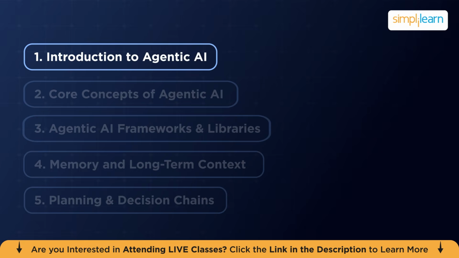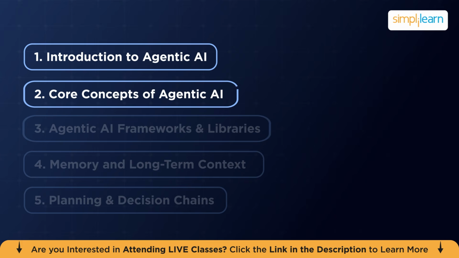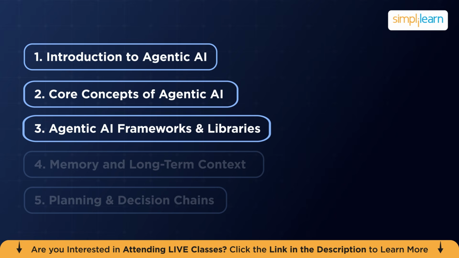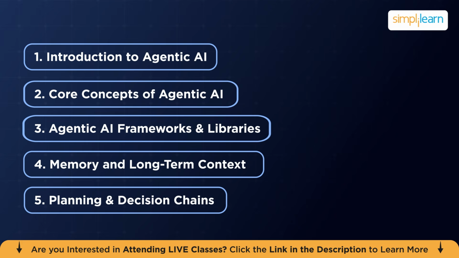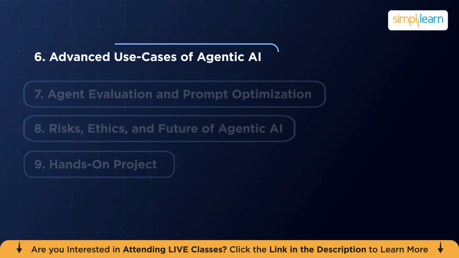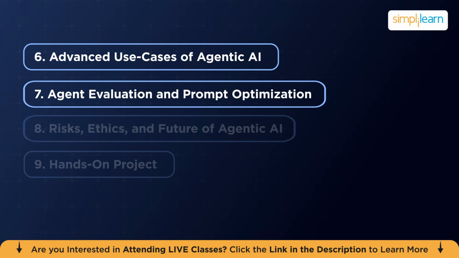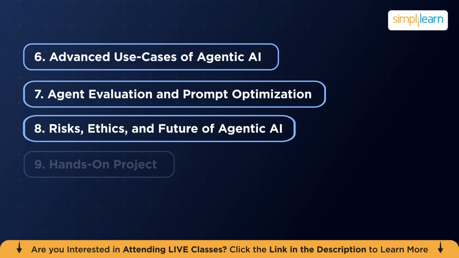First, we will have an introduction to Agentic AI. Then we will dive into core concepts of Agentic AI. Then we will have Agentic AI frameworks and libraries. Then we will dive into memory and long-term context. After that, we will enter into planning and decision chains. Later, we will understand advanced use cases of Agentic AI. Then we have agent evaluation and prompt optimization. Later, we have risks, ethics, and future of Agentic AI. And then comes the last part where we will have a hands-on project on Agentic AI.